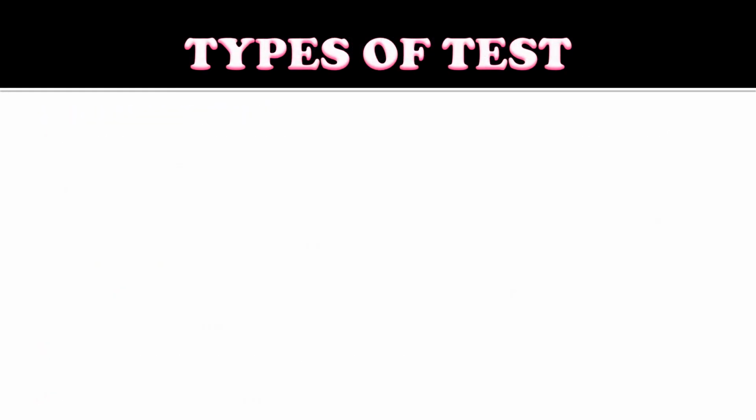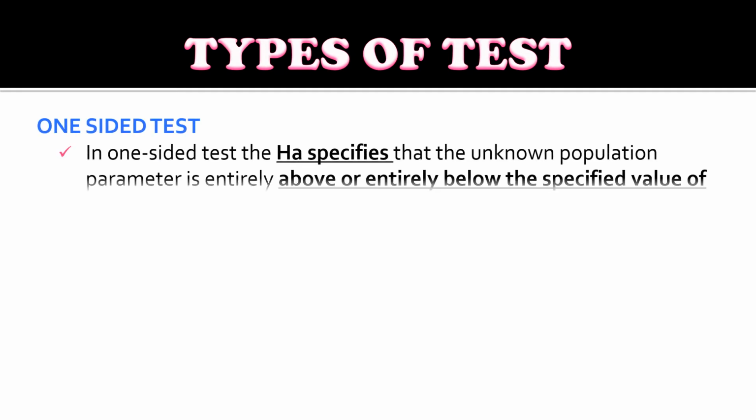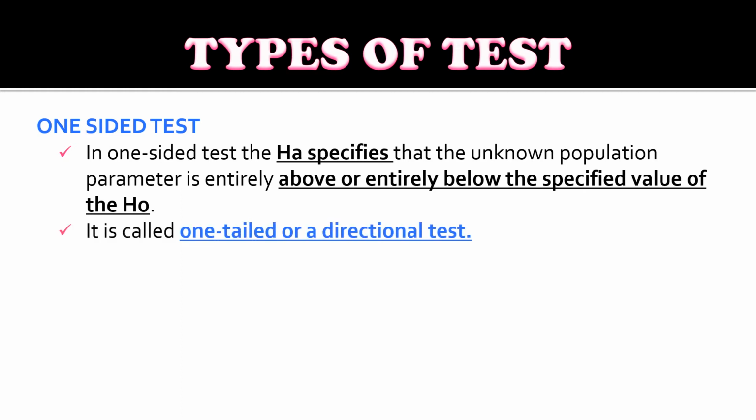So we have types of tests. We have the one-sided test. In a one-sided test, the alternative hypothesis specifies that the unknown population parameter is entirely above or entirely below the specified value of the null hypothesis. It is also called a one-tailed or directional test.